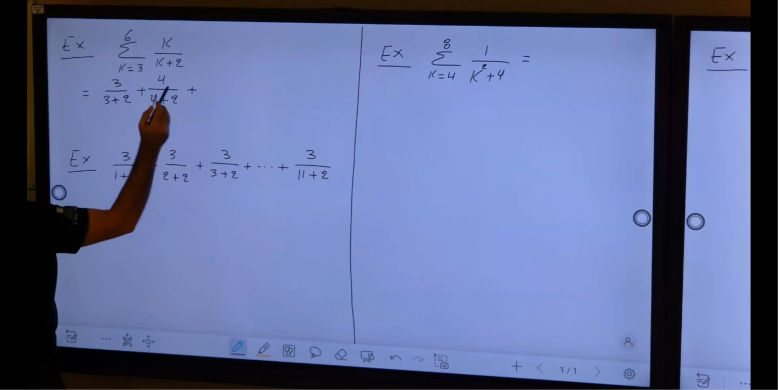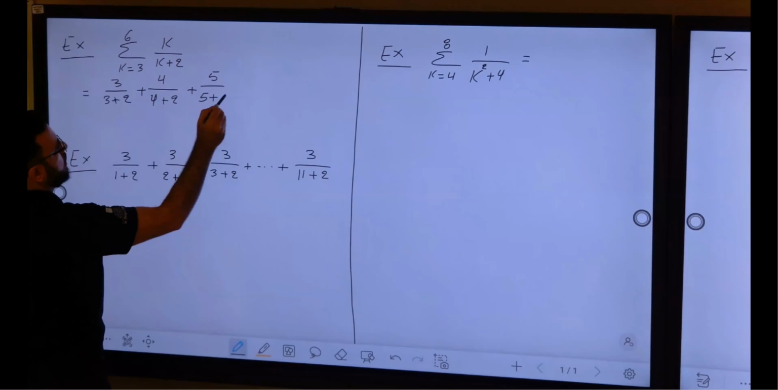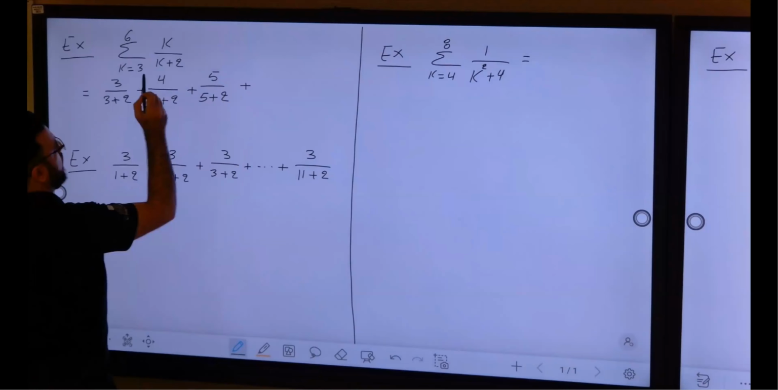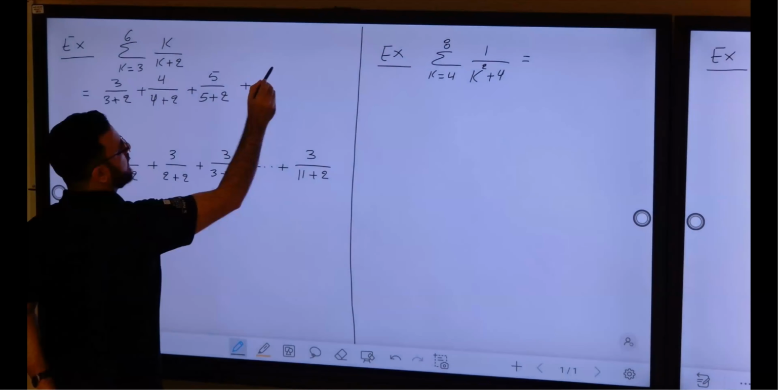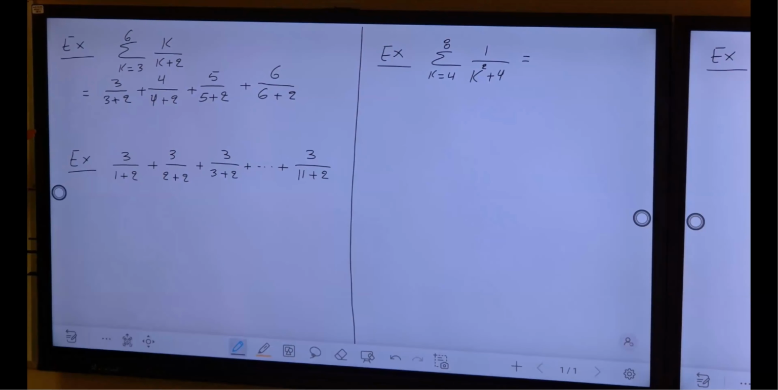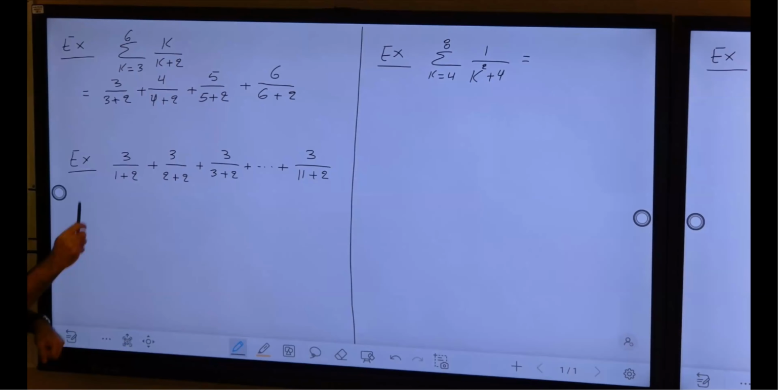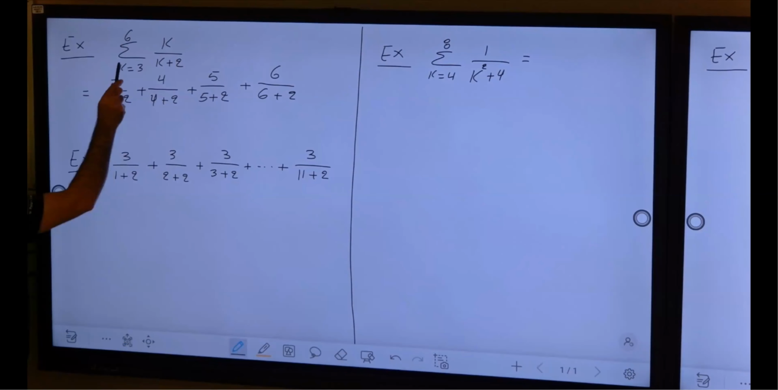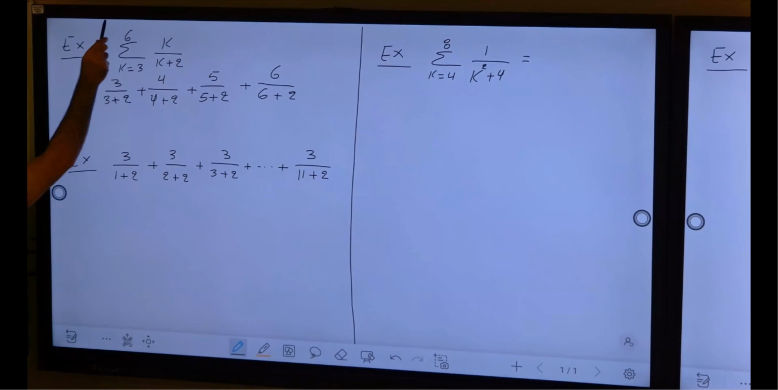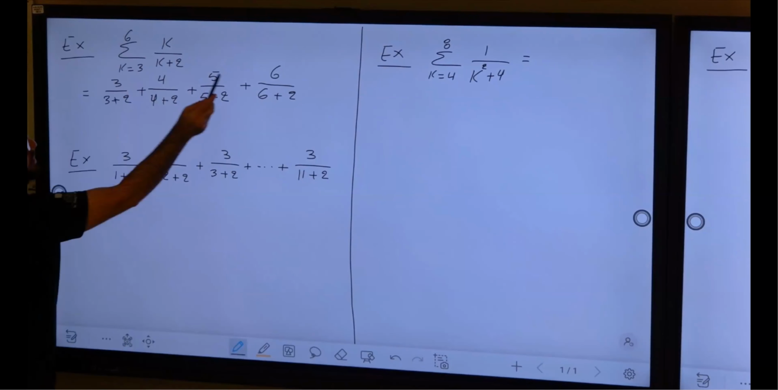The next term, plug in k equals 5. So it's going to be 5 over 5 plus 2. Then from 3 until which number? Till 6. So 6 over 6 plus 2. Because check here, we have how many terms? The index, be careful. Sometimes the index is k, sometimes the index is i, don't confuse yourself. Always the index starts from this number and goes until the last term. So the index starts from 3, 4, 5, and ends at 6.